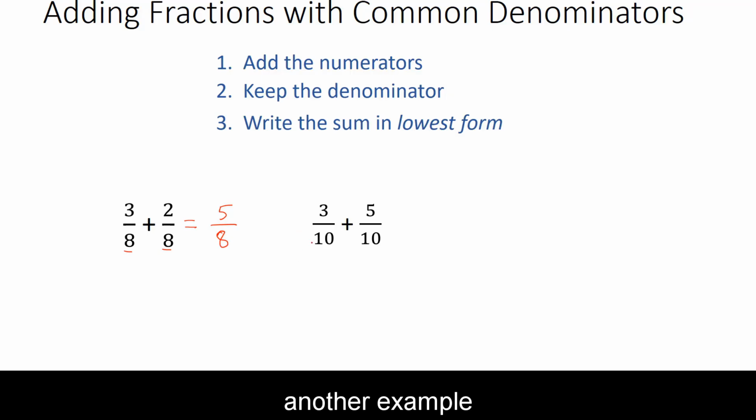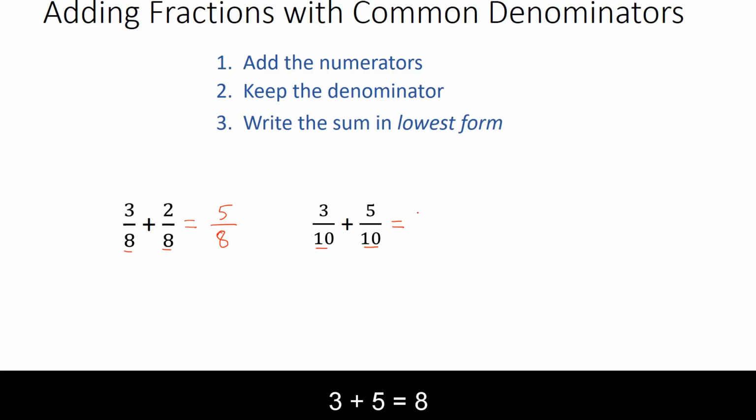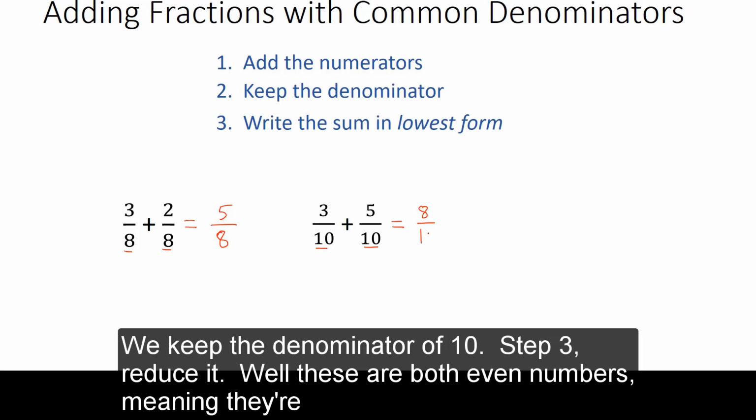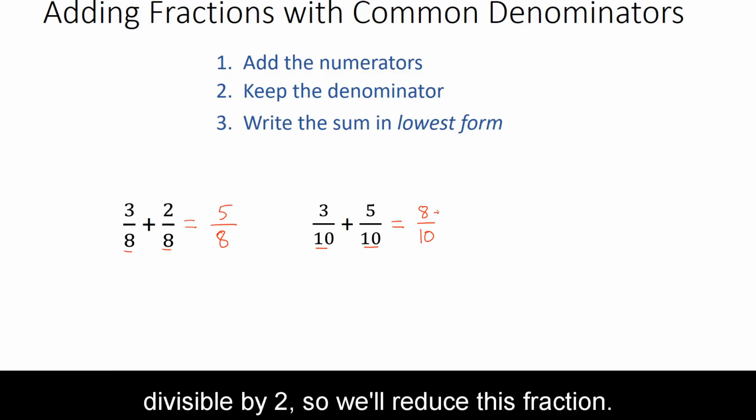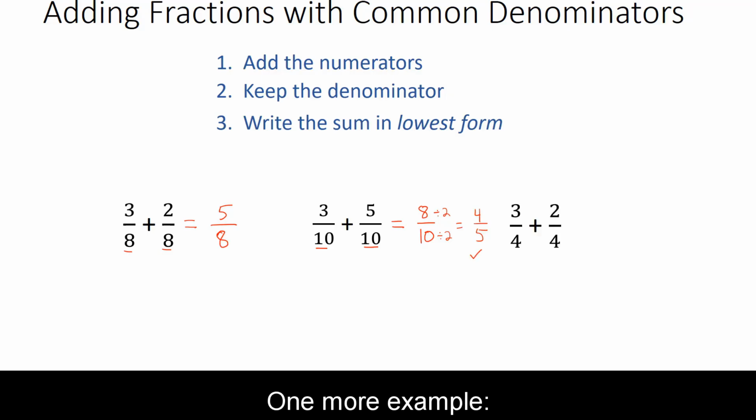Another example, yes, we have common denominators, in this case of 10, so the fractions can be added. 3 plus 5 is 8. We keep the denominator of 10. Step 3, reduce it. Well, these are both even numbers, meaning they're divisible by 2. So we'll go ahead and reduce this fraction to 4 over 5, and that is in lowest form. One more example.